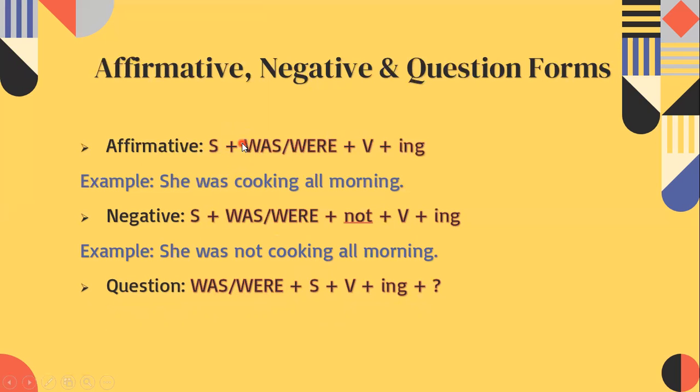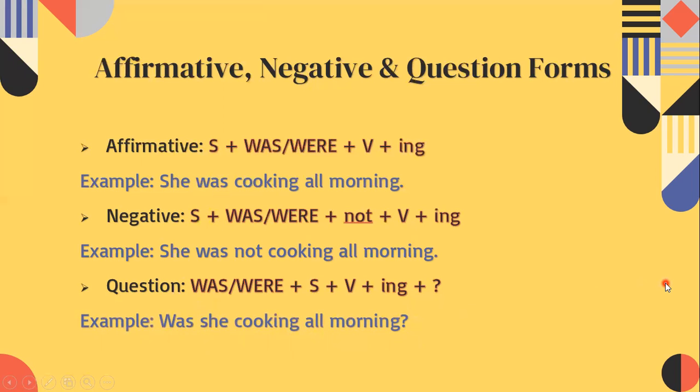I do not say she was cooking. I say was she cooking. So I switch the subject and verb to be. And I say, was she cooking all morning? And for sure, it ends with a question mark. Or were they working all day?